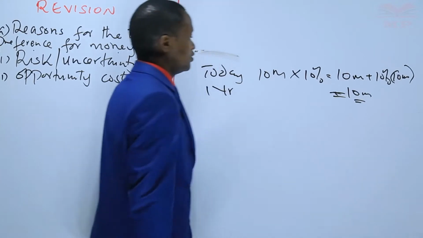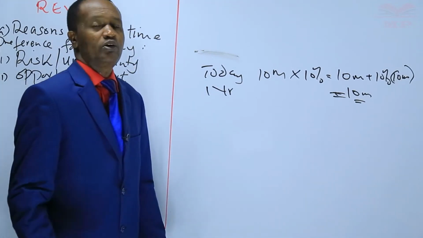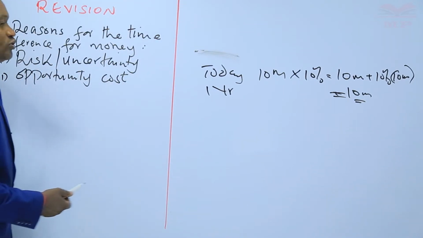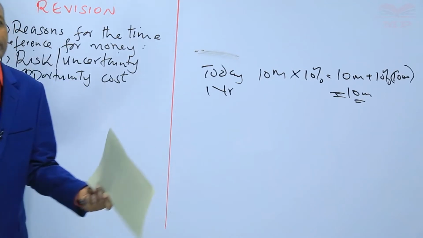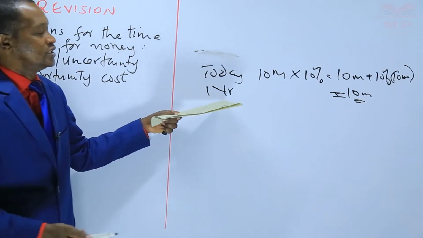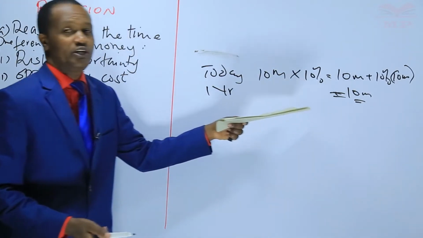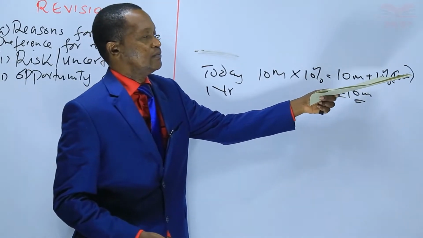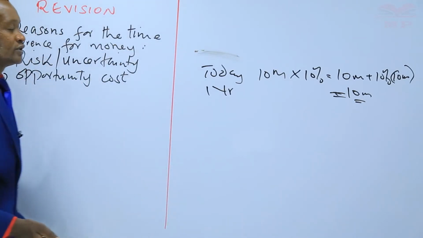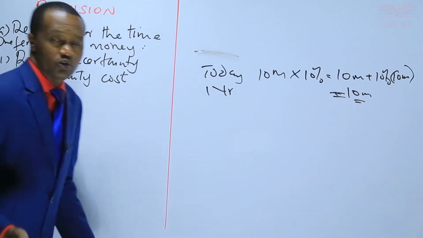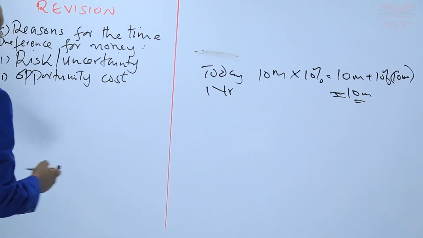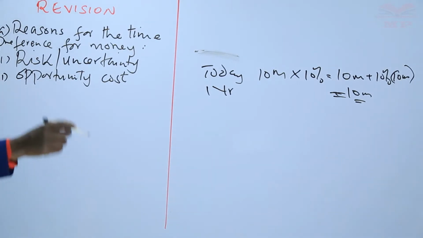So the one who waits for money to get money in future forgoes some benefits. You forgo certain benefits, the opportunity cost. Because if you wait to receive the money for 1 year, then you forgo the 10%. That 10% is an opportunity cost. It is the benefit that is foregone for not taking up the money. So opportunity cost is another reason for the time preference for money.